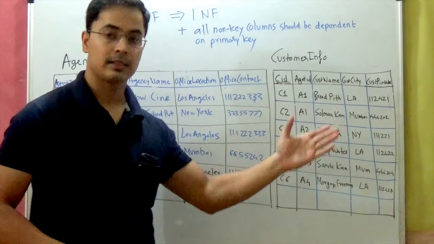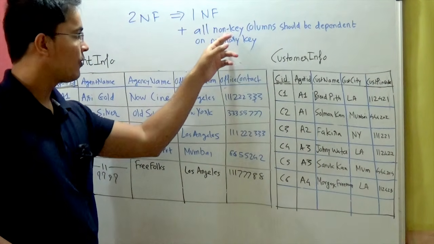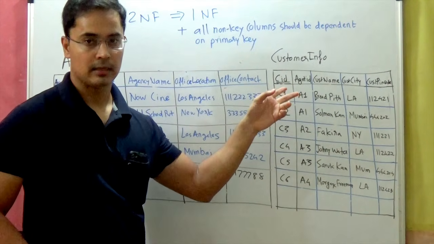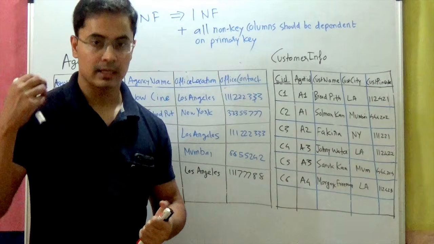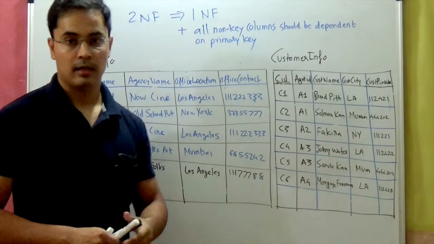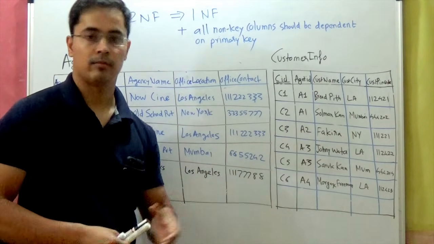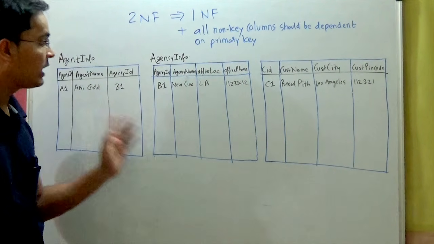So let's make our database in second normal form. How do you do that? As I said, if your non-key columns are not dependent on your primary key, meaning, if the non-key columns do not help describe what is being uniquely identified by your primary key, move those columns into other tables. Take them away from here. So let's do that. So I have divided my database into 3 tables now.